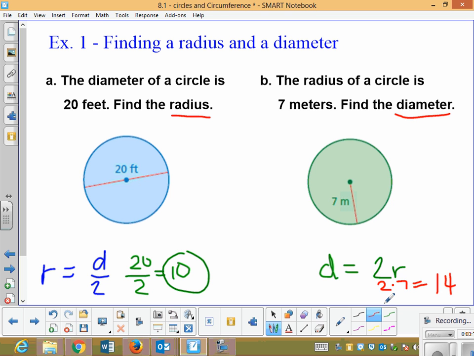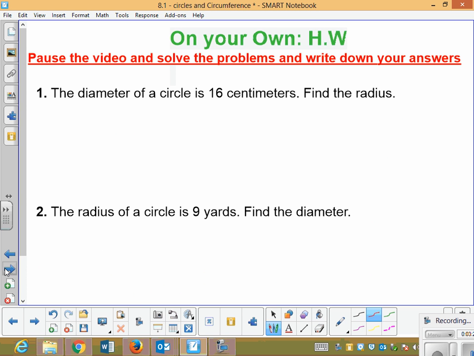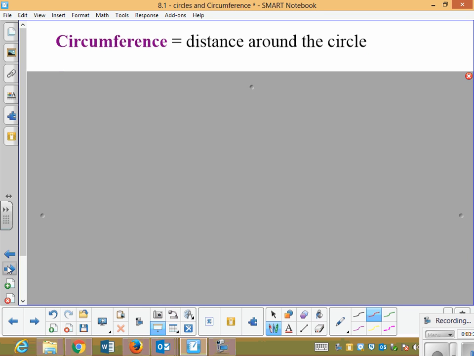If you need to pause this video or rewind this video to watch it again to understand it clearly, go ahead and do so. I'm going to go ahead and move on. I would like for you to take out a piece of paper, and do examples 1 and 2 on your own, and see if you can find the radius for number 1 and then the diameter for number 2. Okay? All right, example 2 is coming up, but before we do that, I'm going to talk about what a circumference is.